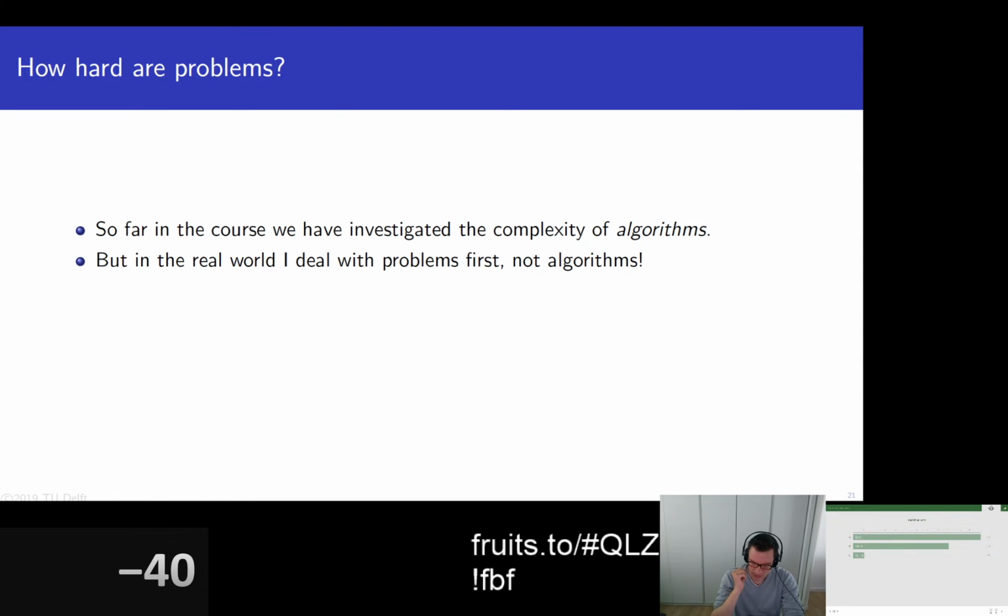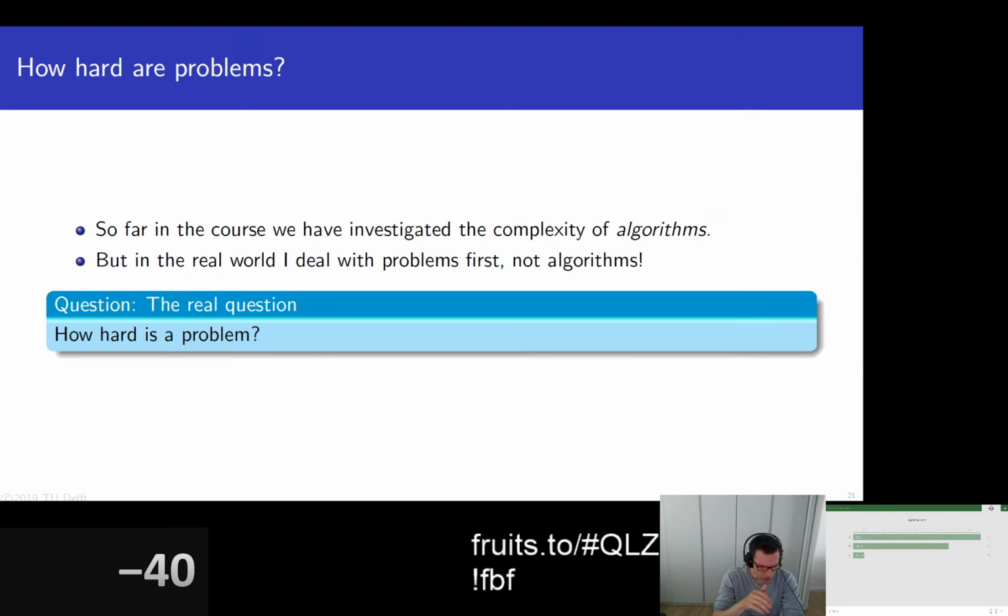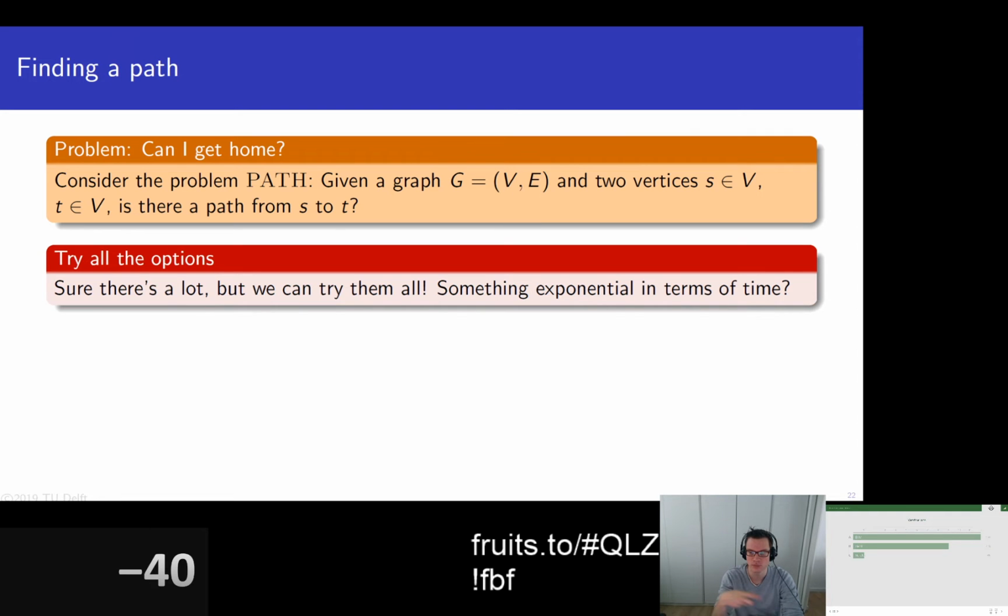In the real world, however, I have a problem before I have an algorithm. So what I would like to do is answer this question of how hard is the problem, instead of what kind of complexity does an algorithm have. So how can we do that? Well, consider the problem path. Given a graph with vertices and edges, two vertices S and T, my question is: is there a path from S to T? This is the path problem.